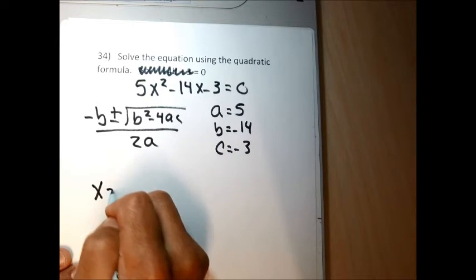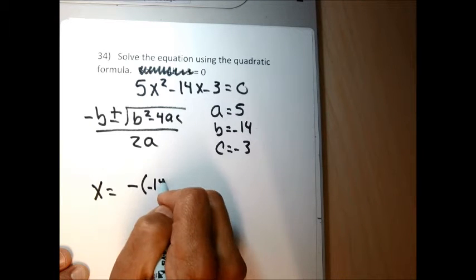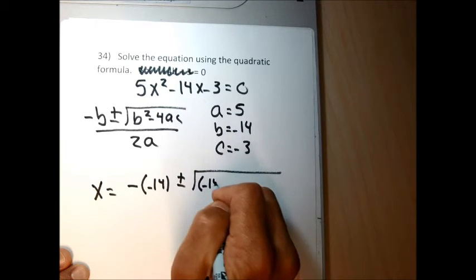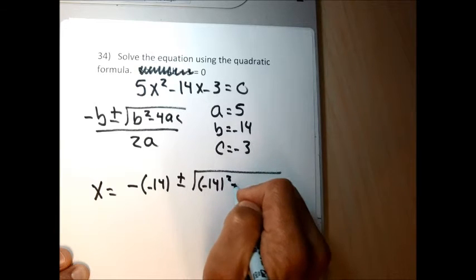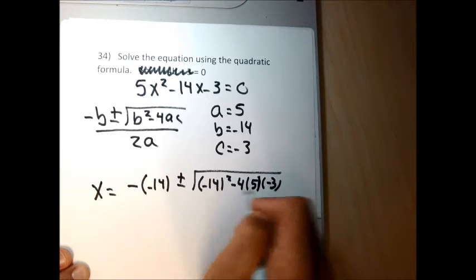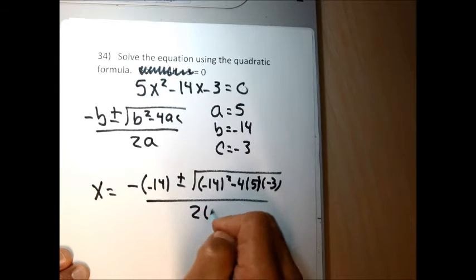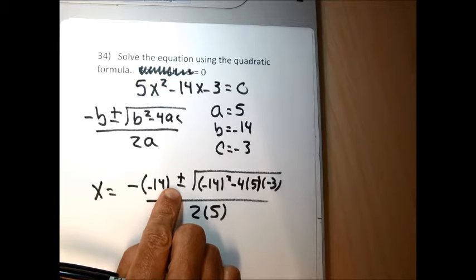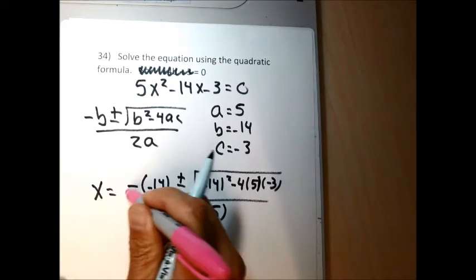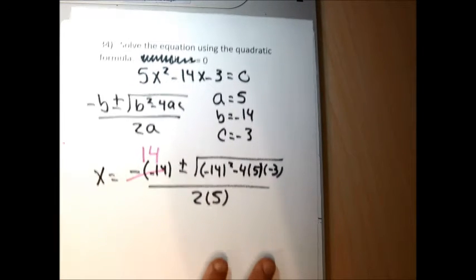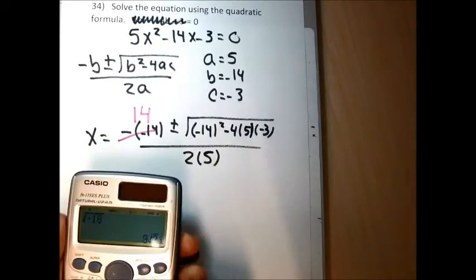So I'm going to write x equals negative 14 plus or minus the square root of negative 14 squared minus 4 times 5 times negative 3 all over 2 times 5. I'm going to enter all of this, but I can't do the plus or minus sign, so I'm going to do the plus sign. And quite honestly, I could probably enter that as a positive 14 because that double negative turns positive, and it's just one less thing to enter. So I'm breaking out my calculator.